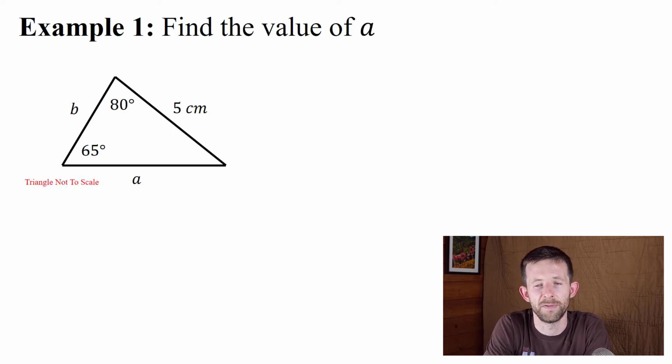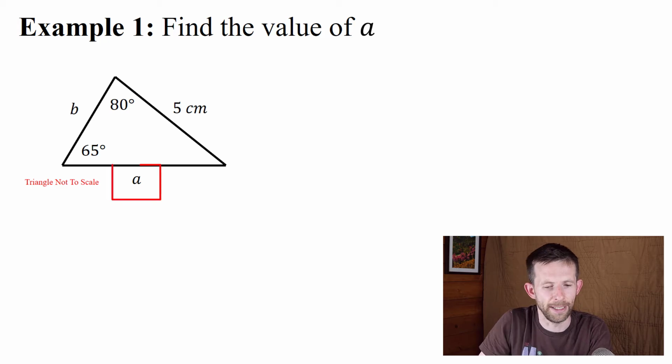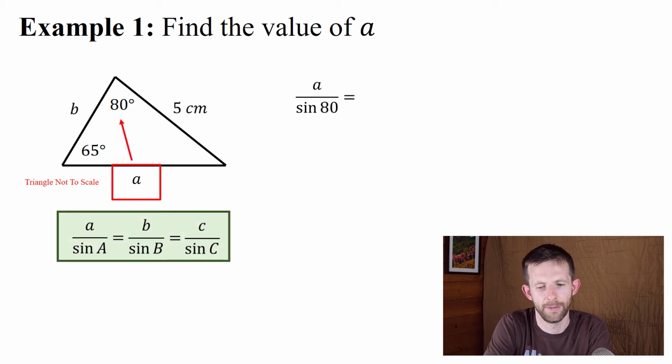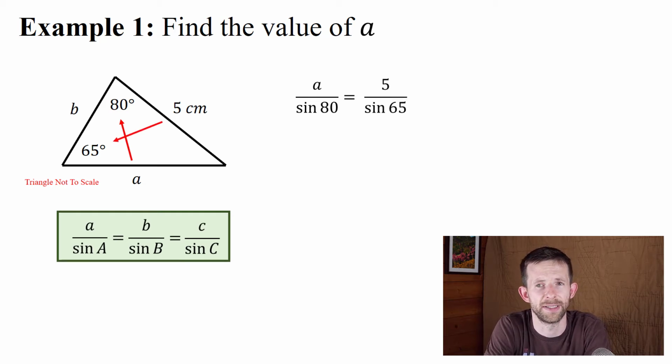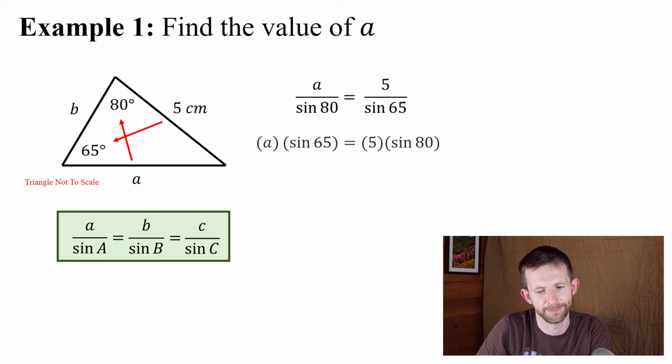In example 1, we want to find the value of side a. Notice a over the sine of 80 should be the same as 5 over the sine of 65. I want to find the side that I know. In this case, I know one of the sides is 5 centimeters long, and I know the opposite angle is 65 degrees. I'm given 80 degrees and I want to find a, so a over sine of 80 is 5 over sine of 65.